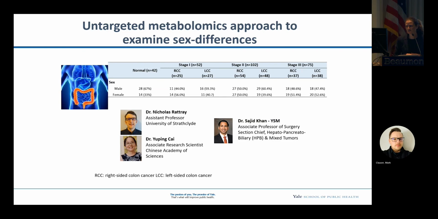And Dr. Rattray and Dr. Sai really did all of this work. So I just wanted to acknowledge them here. And they've now gone on to better things. Actually, Nick is now a tenured associate professor at University of Strathclyde. I have a close collaborator on this work as well, Dr. Khan, who is in the Department of Surgery at the School of Medicine, and he really guides us a lot for the clinical translation of this work.